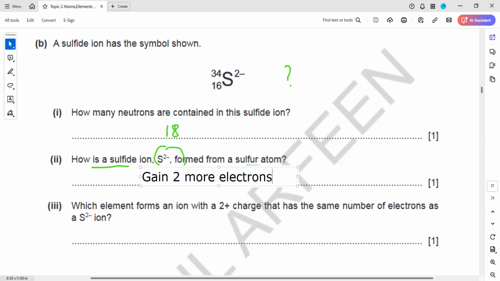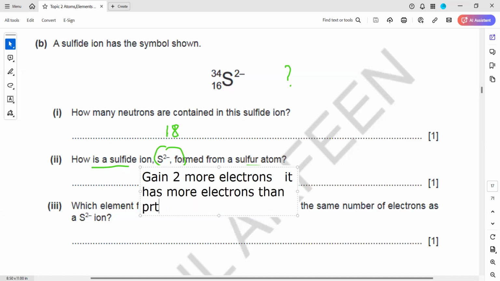Only the charge will change; the protons remain the same. It gained 2 more electrons, so it has 2 more electrons than protons. If I write gains 2 electrons, that's fine. It's a 1 mark question, so gains 2 electrons is fine.